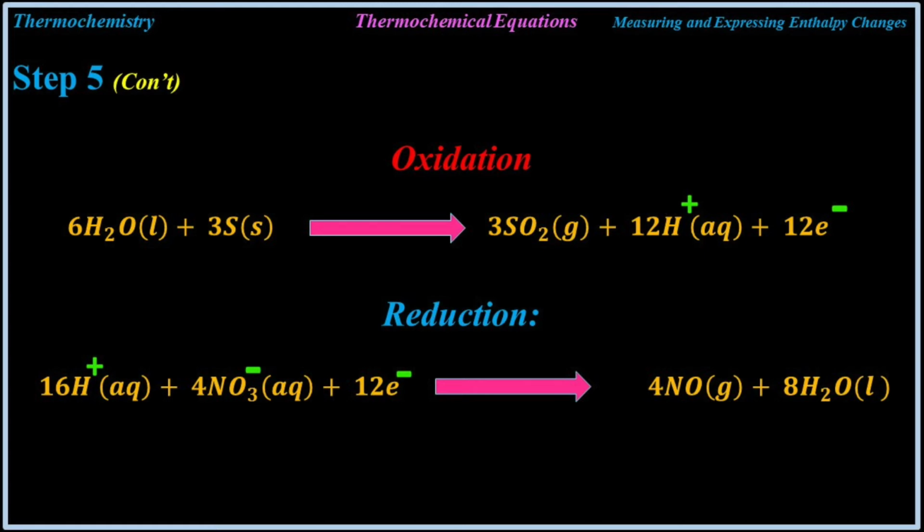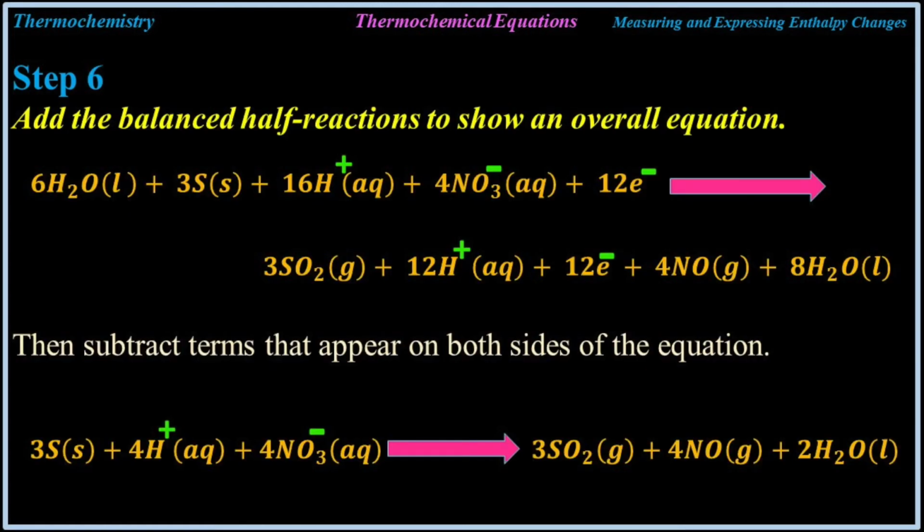Now you've got to put it together. So, add the balanced half reactions to show an overall equation. There we have it. Excellent. Then subtract terms that appear on both sides of the equation. For instance, the electrons, you can cancel that. All right, good. Excellent.